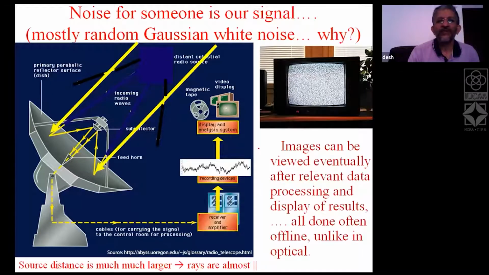Okay, let's ask ourselves, what are we really looking at? We then realize that we are looking at pure random noise from the sky.